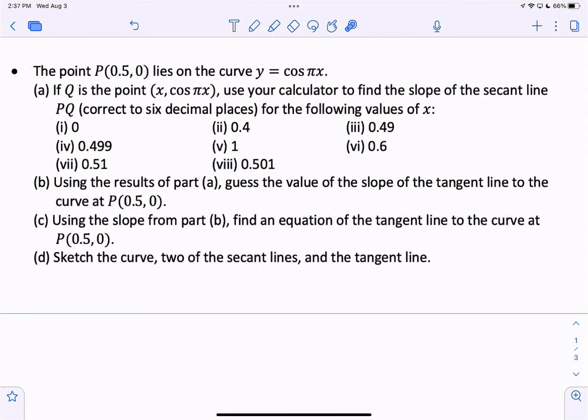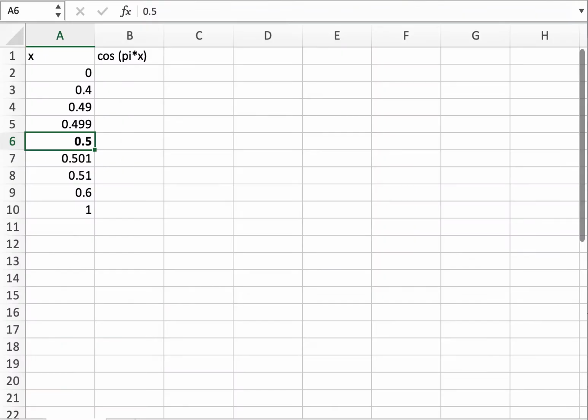And as a big picture of what we're doing with this, we're going to find all of those slopes of the secant lines and then guess the value of the slope of the tangent line at the point (1/2, 0). And we'll see what that looks like in just a minute. And then once we've made our guess, we're going to find an equation of the tangent line and then graph the curve, some secant lines, and the tangent line itself. We're told to use a calculator. What we're actually going to do is use Excel.